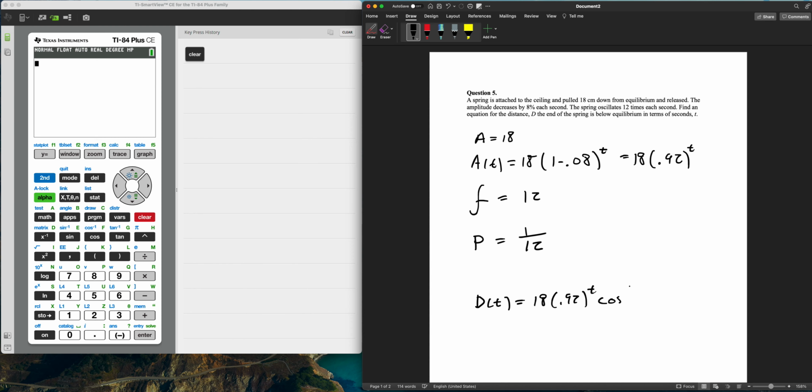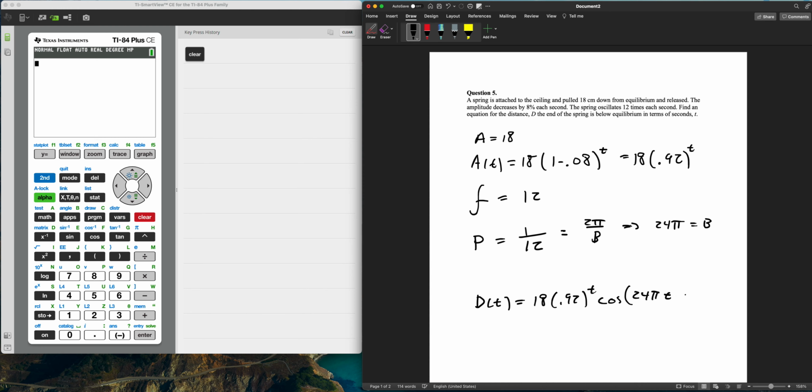Now we need to find the coefficient b, t. So the b coefficient is given by solving this equation. 1 over 12 is equal to 2 pi over b. So that implies that 24 pi is b. So cos 24 pi t.